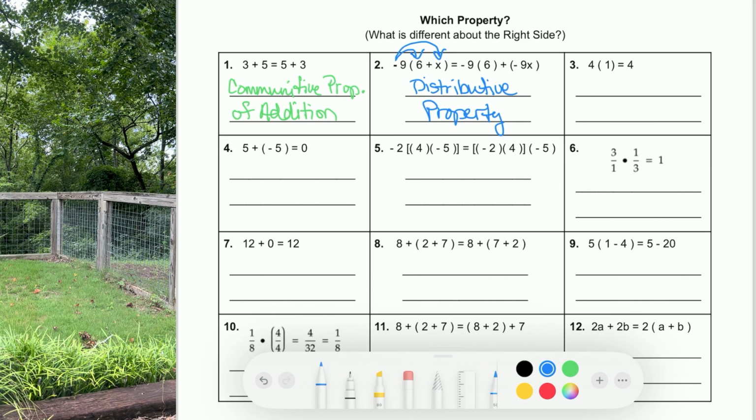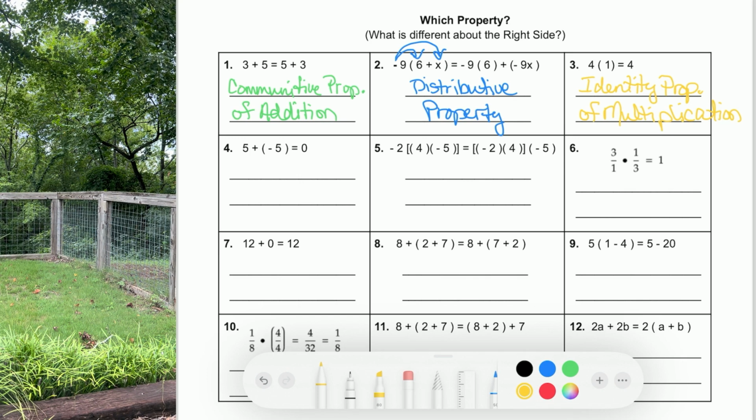Number 3, I have 4 times 1 on the left side. On the right side, I have just 4. So basically, the original value of 4 didn't change. It stayed itself. So that's going to be the identity property. It kept its identity. Now this is the identity property of multiplication, since it's 2 numbers being multiplied and it's being multiplied by a 1.